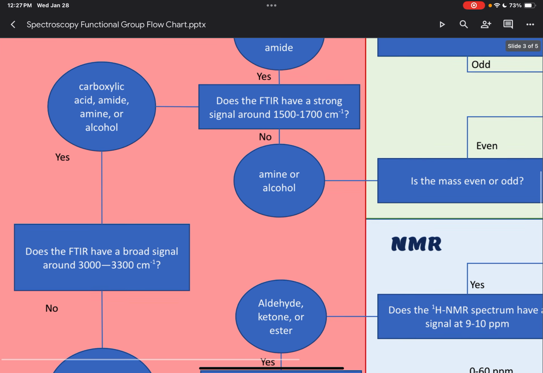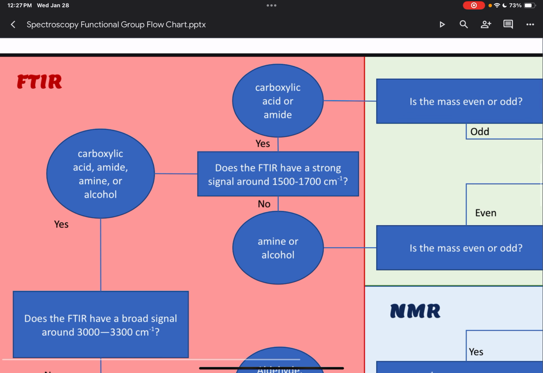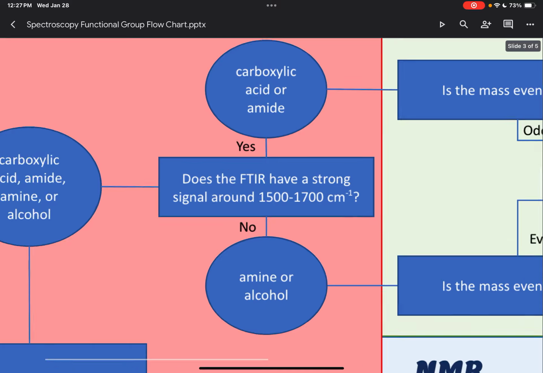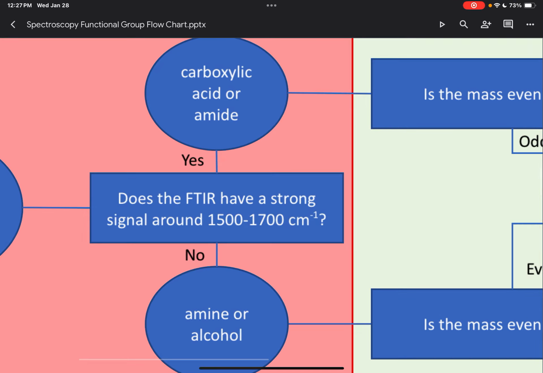Okay, so what we're going to be able to do is look for certain specific signals. The ones that you want to be focusing in on are the signal around 1500 to 1700, because the 1500 to 1700 region will tell us if we have a carboxylic acid, an amide, ester, aldehyde, or ketone.